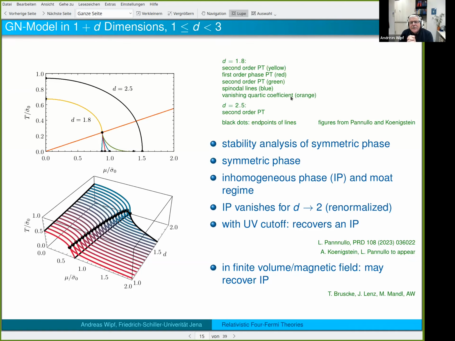What people do, so this was not done in Jena. This was done in Frankfurt. There were lots of discussion, but it was done by Panullo and Königstein. Königstein is in Jena, actually, Panullo in Frankfurt. So they start with the symmetric phase and perturb it by an inhomogeneous configuration. So you look for the second functional derivative of the effective action, which is given by some operator. And then you essentially study the spectrum of this operator and see whether there's a negative mode, an unstable mode. That's what you do.